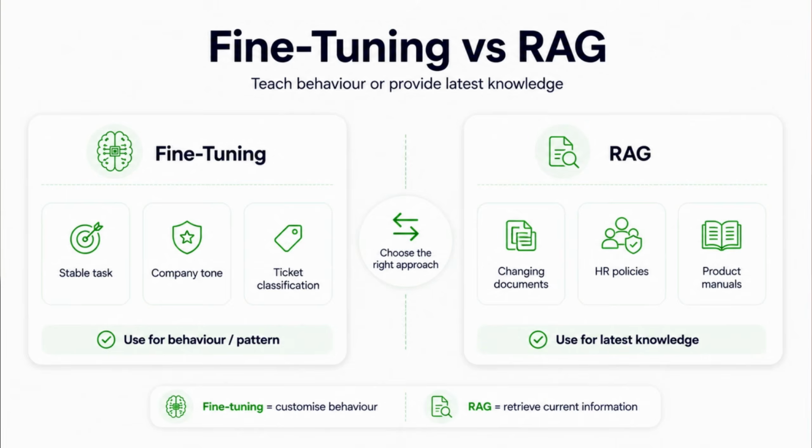People often ask, should I fine tune the model or should I use RAG? The answer depends on the problem. If you want the model to learn a behavior, use fine tuning. If you want the model to answer from the latest documents, use RAG. For example, if you want the model to always respond in the company support style, fine tuning can help. But if you want the model to answer based on the latest HR policy document, which changes often, then RAG is better. So in many real projects, you use both.